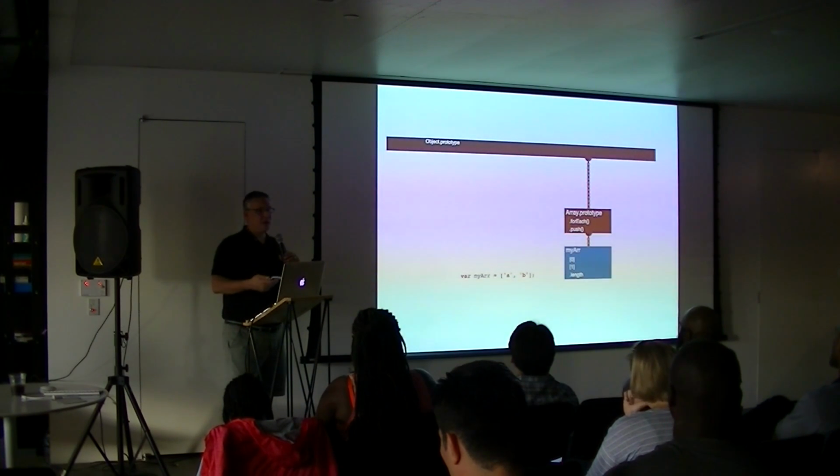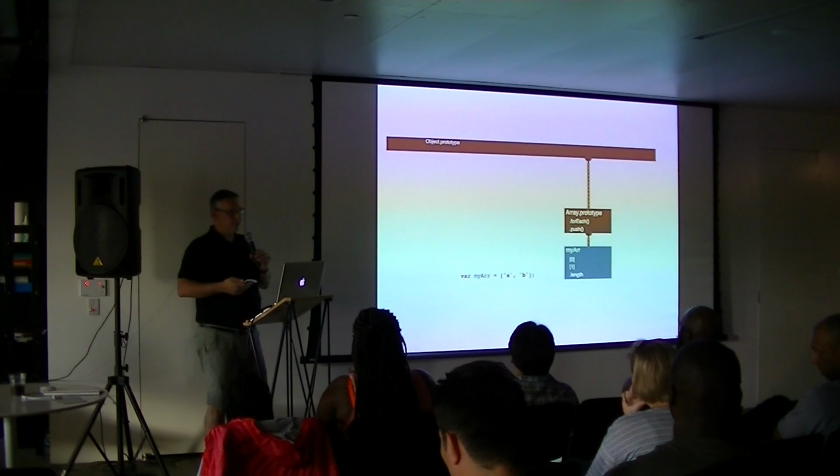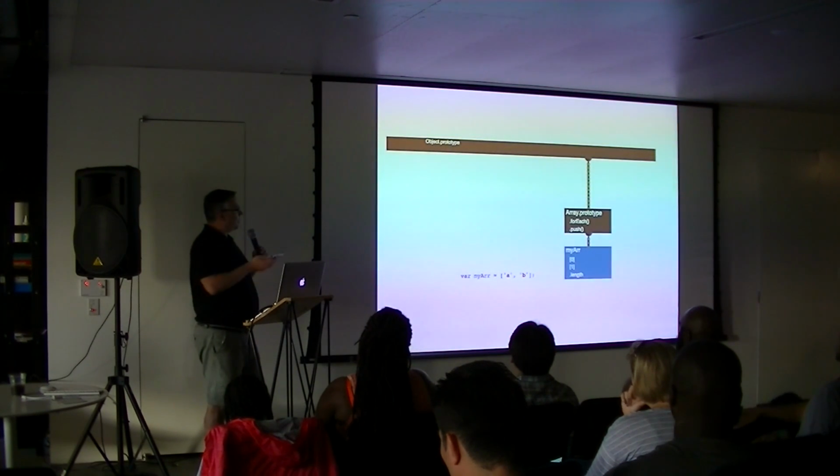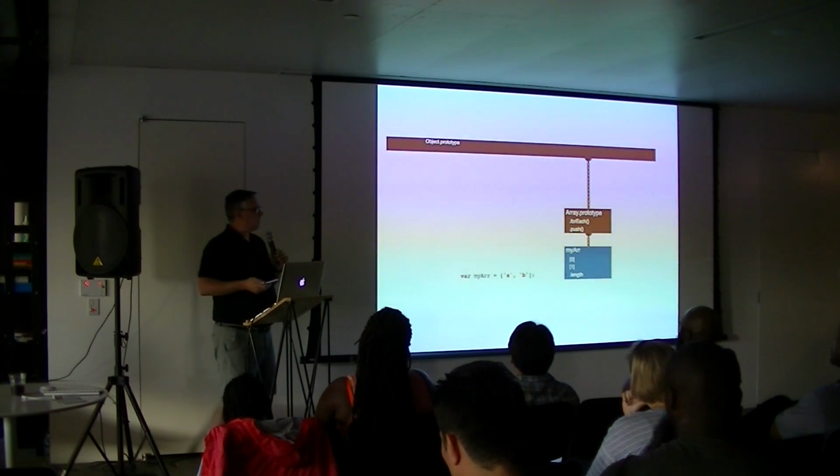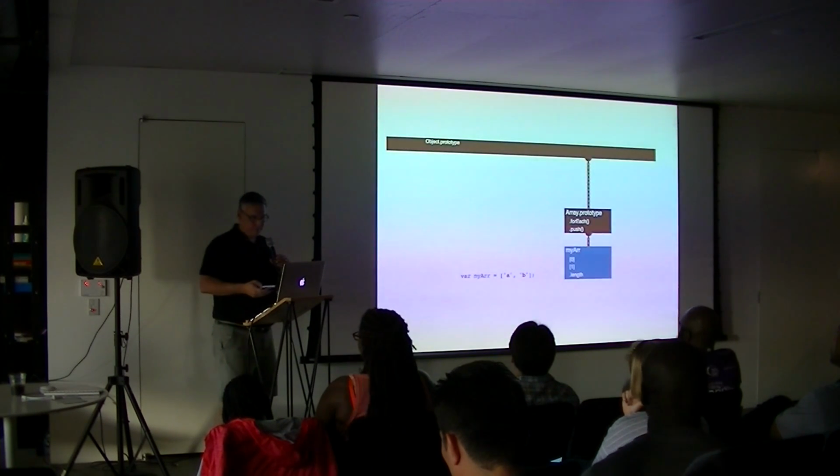And if you call this array and do something on it, if your function isn't in your object, well, you climb up the prototype chain to array.prototype, to the 30 some odd 40 methods that are there. If it's not there, you climb up to object.prototype.